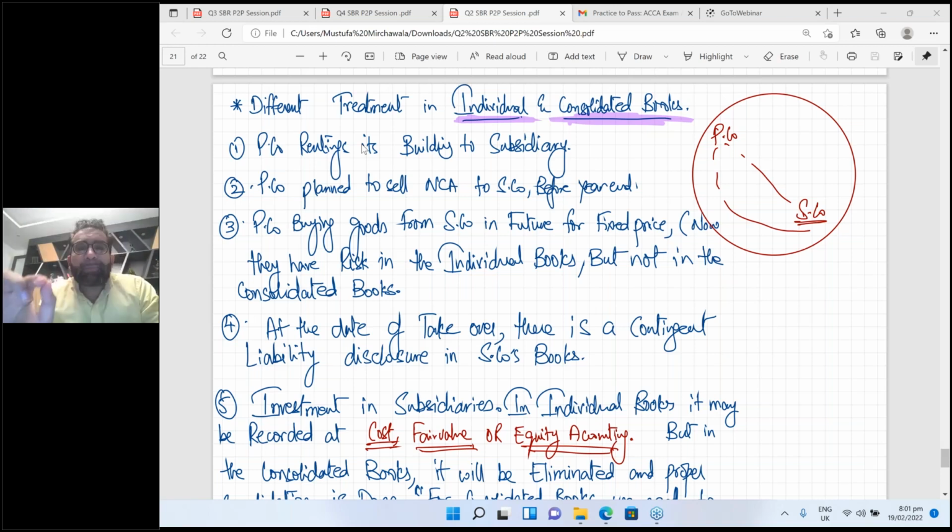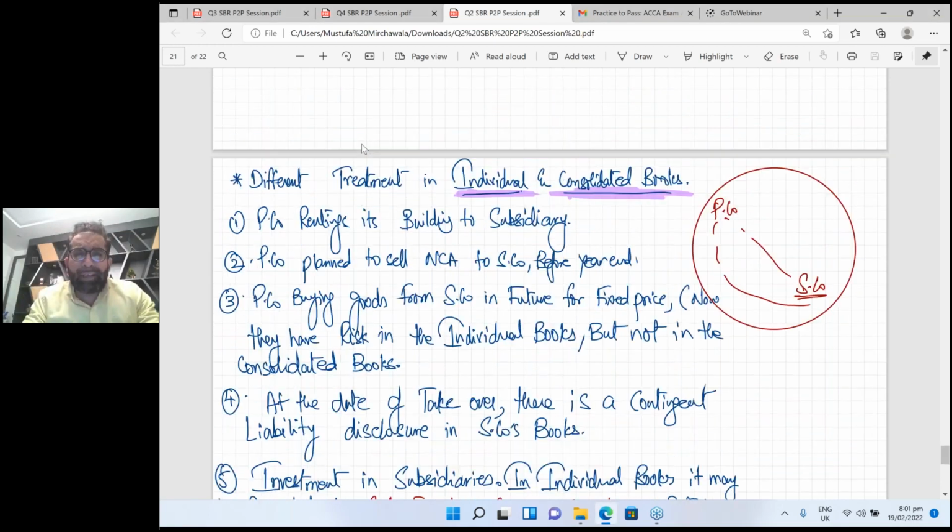Different treatment in individual and consolidated books means the same transaction, but different treatment in individual books and different treatment in consolidated books, right? So these are some examples related to that.